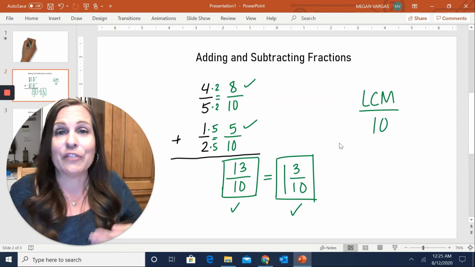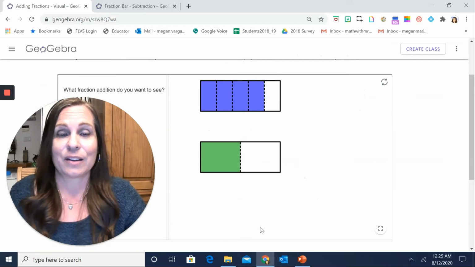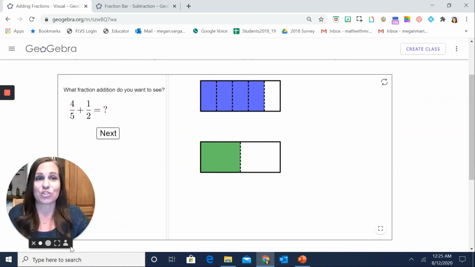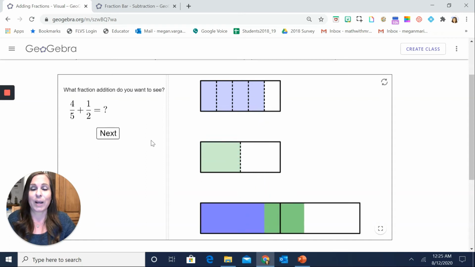Let's see a visual of this problem. I have here two fractions. I have 4/5 and 1/2, the same two fractions we just looked at. But I want to see a visual of what the addition would look like. When I put those two shaded regions together, you can tell it's definitely more than 1, but it's hard to tell exactly how much more than 1 until we write it with a common denominator.